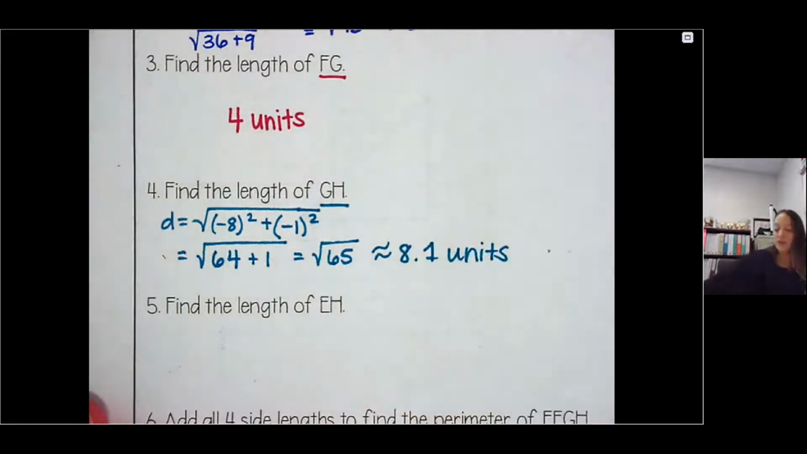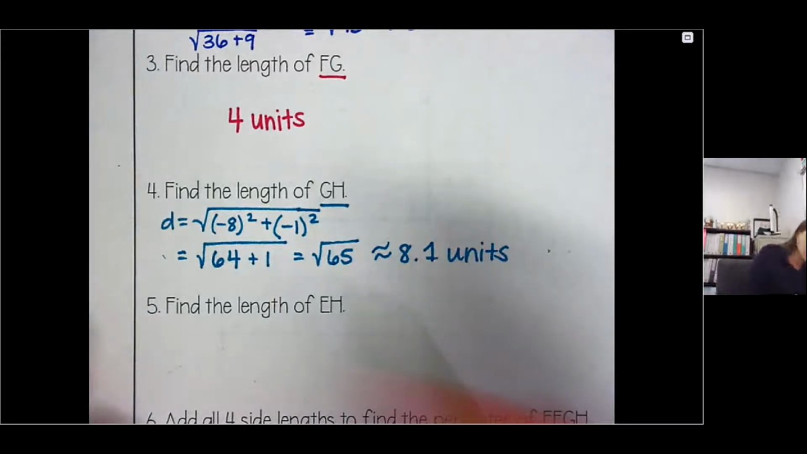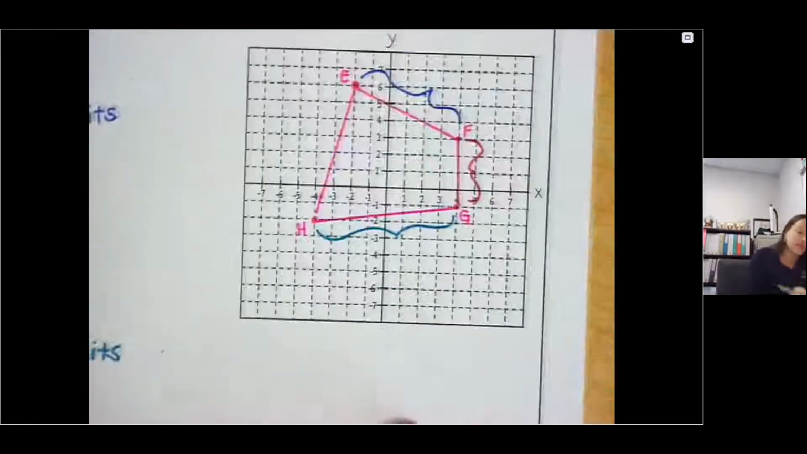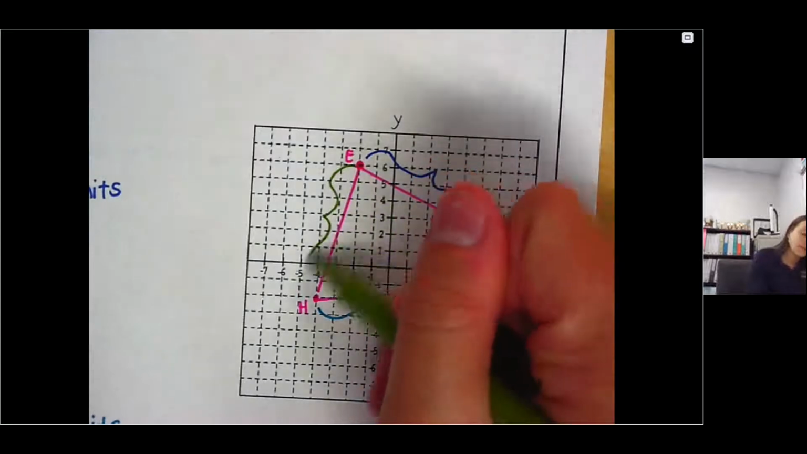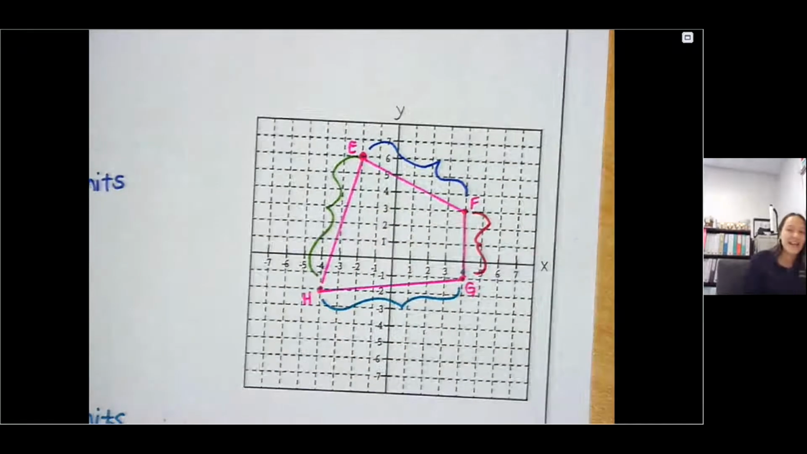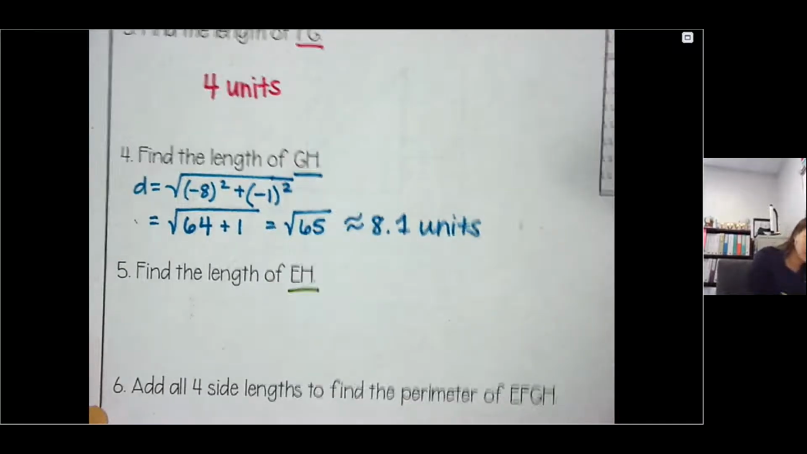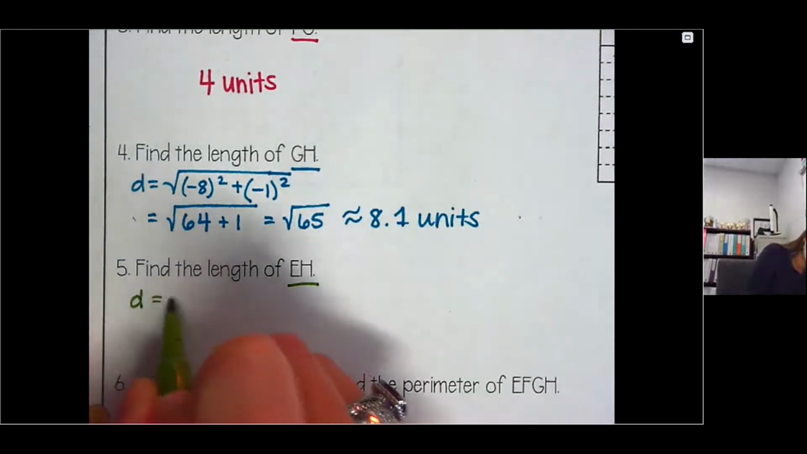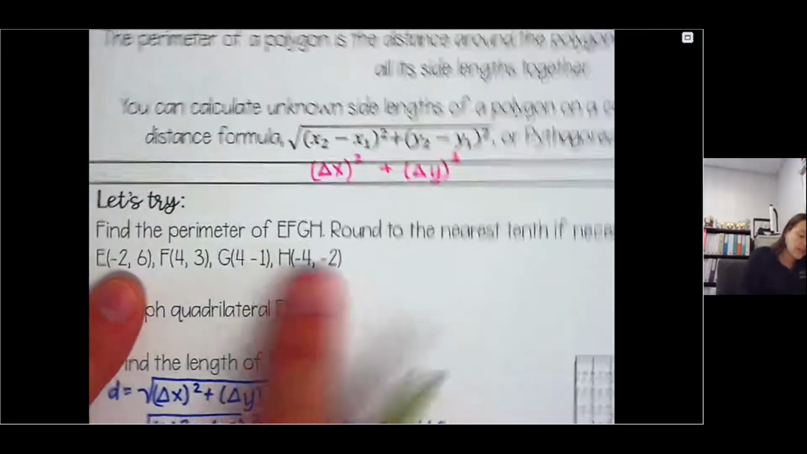Okay, and now I'm on to my final one, which is the length of EH. Notice it's the same thing over and over and over again. Never ends. Okay, so I'm going to go from E to H when I do my distance. Okay, so here's E, here's H.